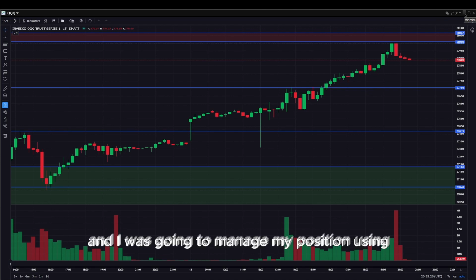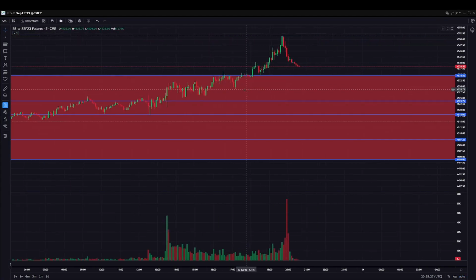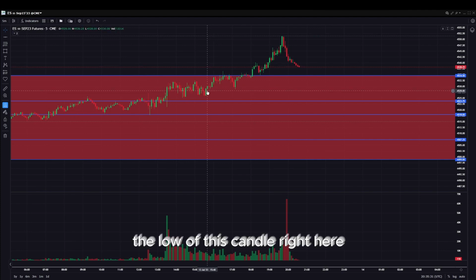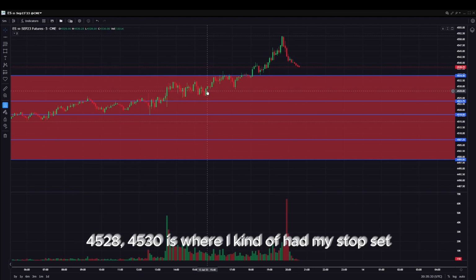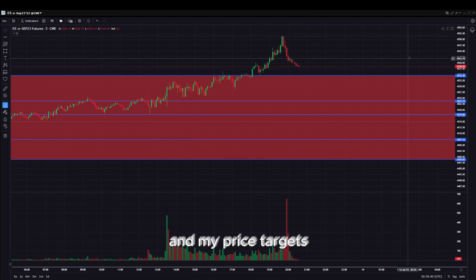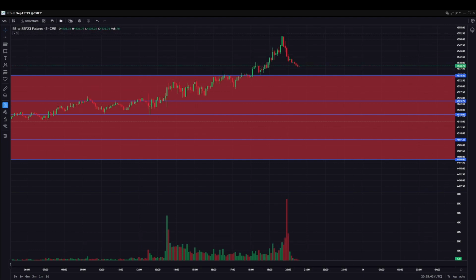I was going to manage my position using the low of this candle right here. 45.28, 45.30 is where I kind of had my stop set. And my price target was the top of the zone.